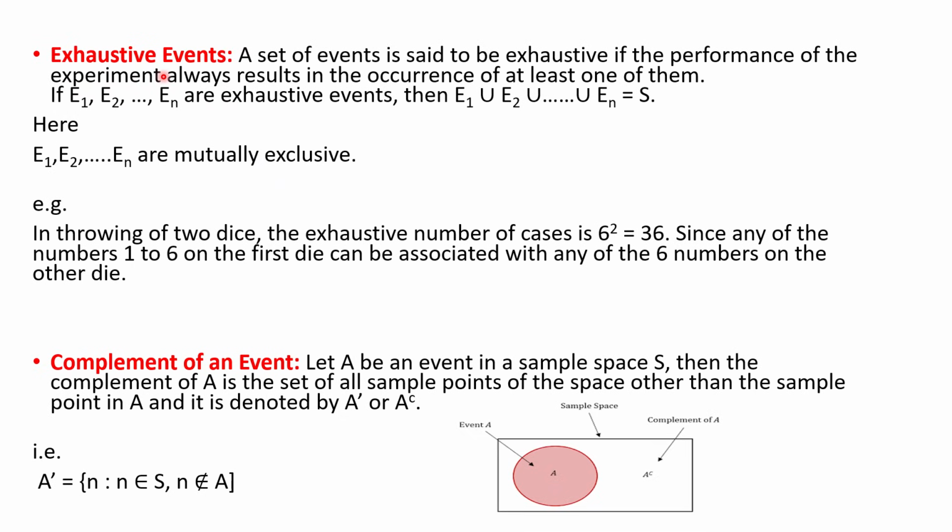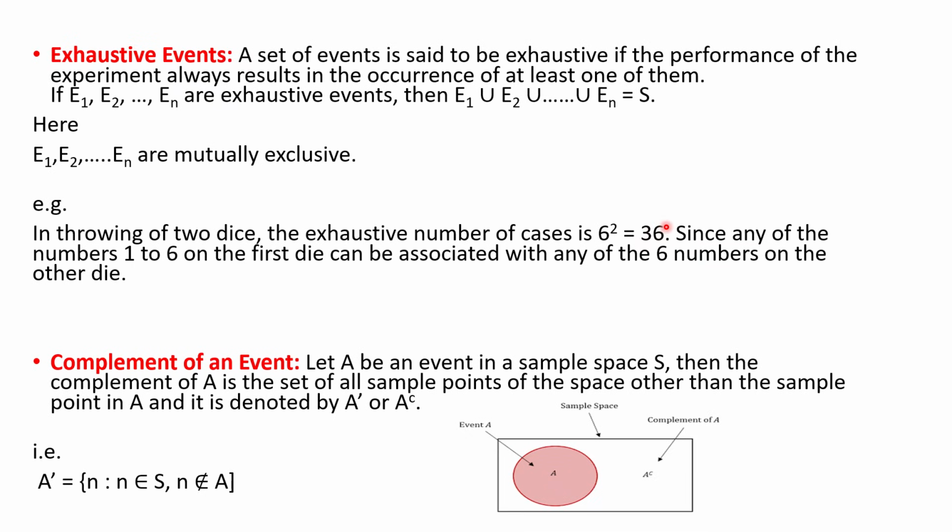Okay. Now, in throwing of 2 dice, the exhaustive number of cases is 6 into 6, that is 36. Since any of the numbers from 1 to 6 on the first die can be associated with any of the 6 numbers on the other die. So this is the meaning of exhaustive events. And in exhaustive events, all the 36 events, if you choose any one event, it must belong to this group of 36 events.